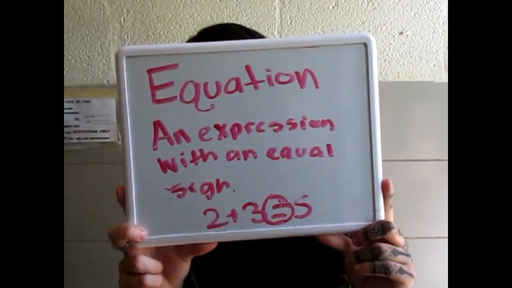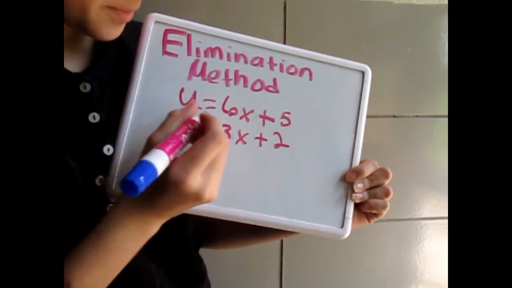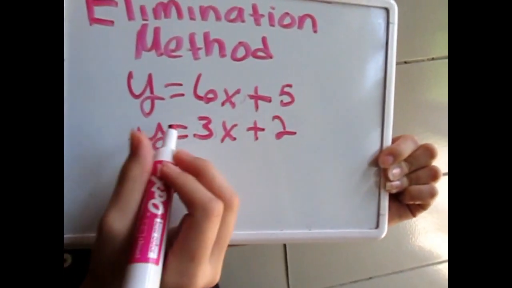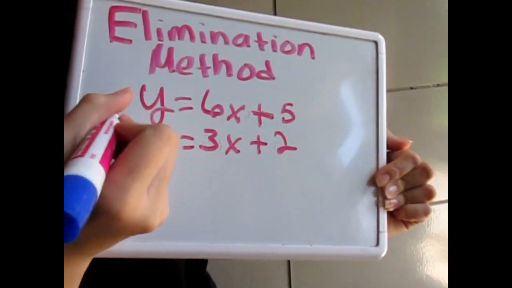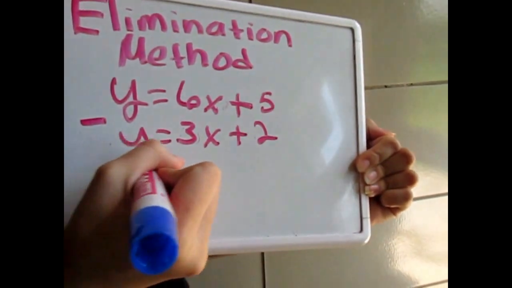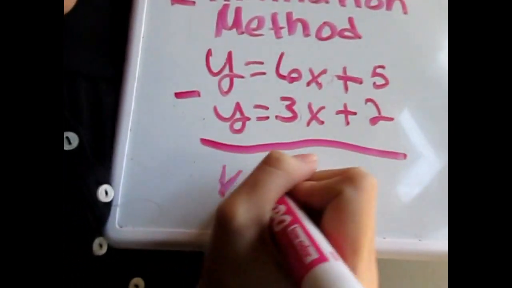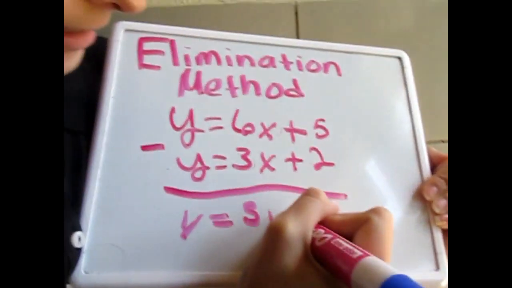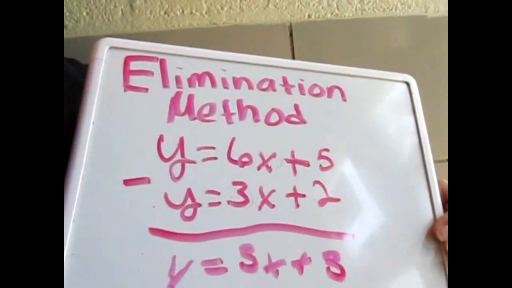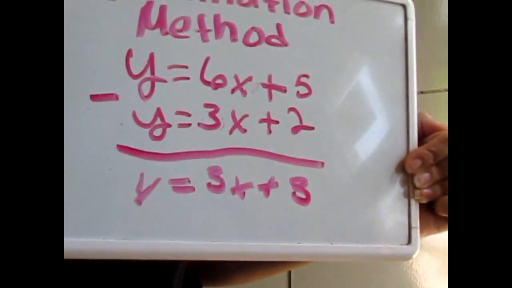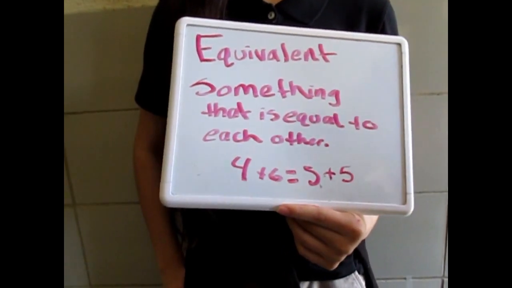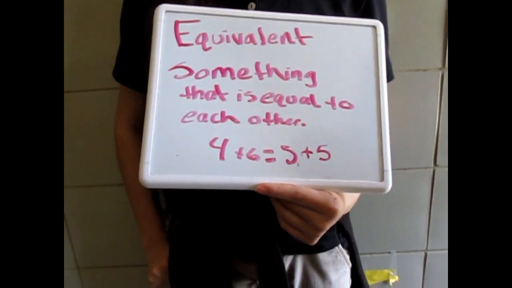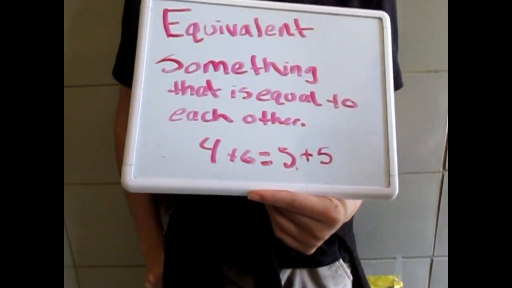Elimination method. Here's an example. y equals 6x plus 5 and y equals 3x plus 2. In order to use the elimination method, you have to subtract. So right here is going to equal y equals 3x plus 3. Equivalence, something that is equal to each other. 4 plus 6 equals 5 plus 5.